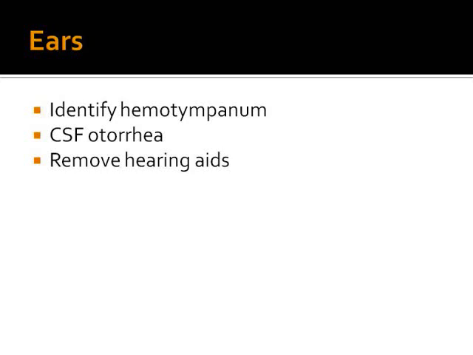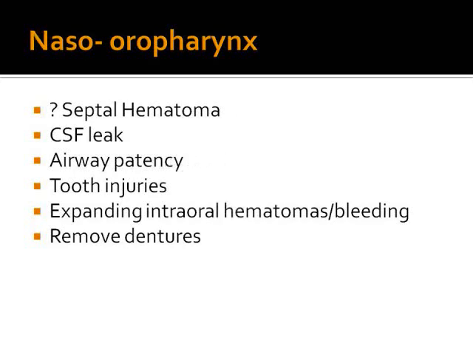In the ears, we check for blood in the middle ear, hemotympanum, and any bleeding through the ear or any cerebrospinal fluid leakage, and we remove any hearing aids. In the nasopharynx, we check for any blockage and any bleeding, and we also check for any dental injuries and remove any dentures the patient might have. The problems with the oral or nasal cavity are especially serious because they compromise the airway.